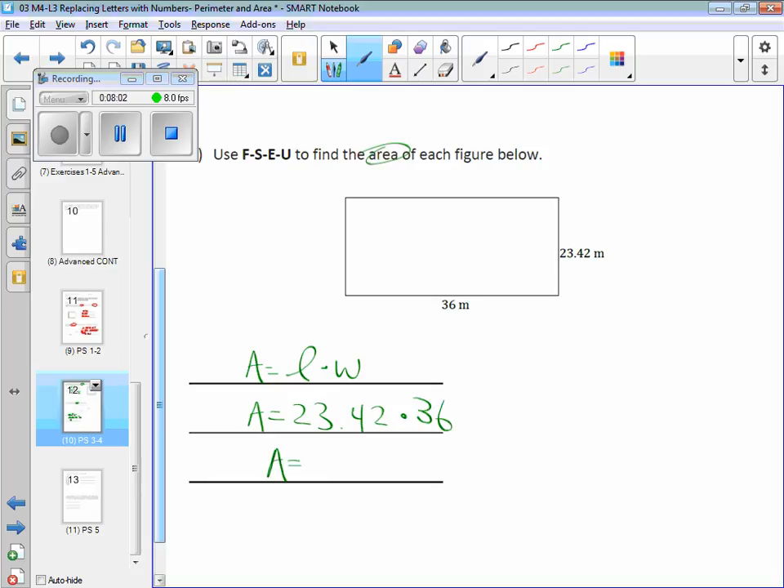Okay, who has an answer for this one? Thorny. 843 point what? And what are the units? M squared is correct. Square meters. Good? Okay, last page.